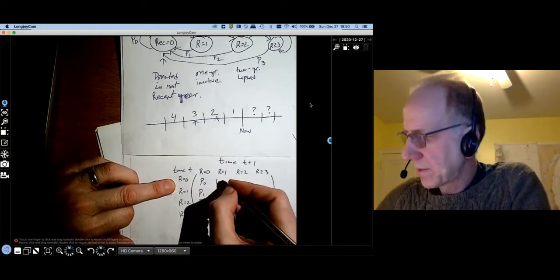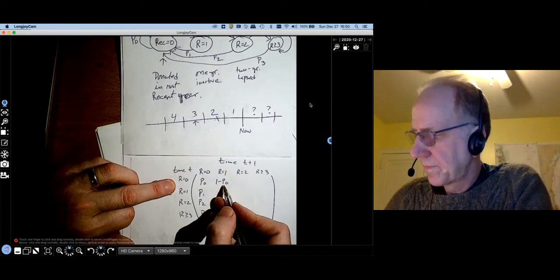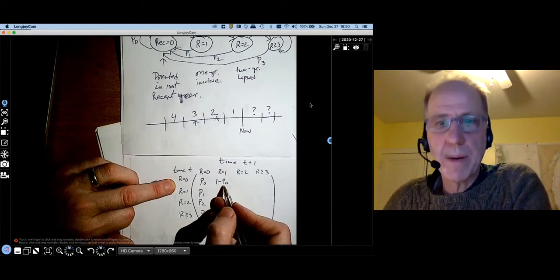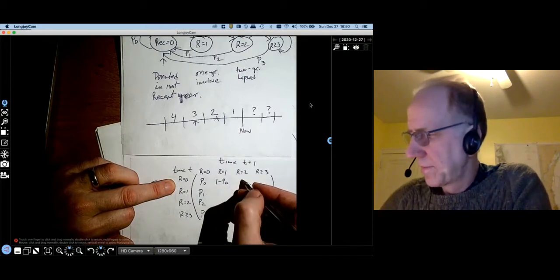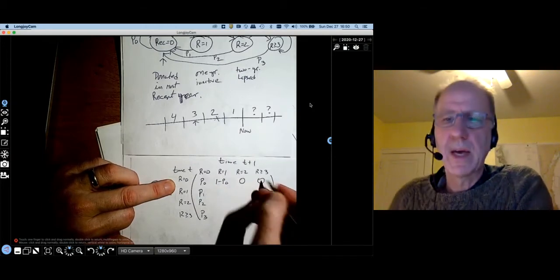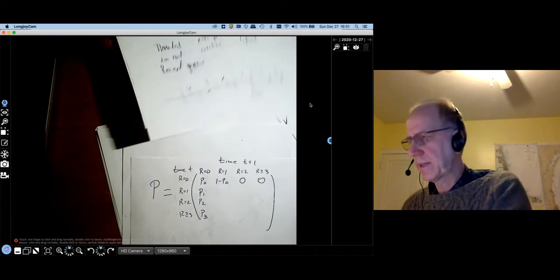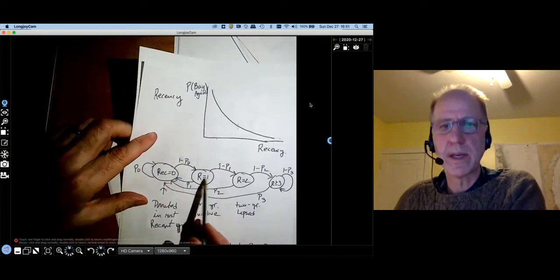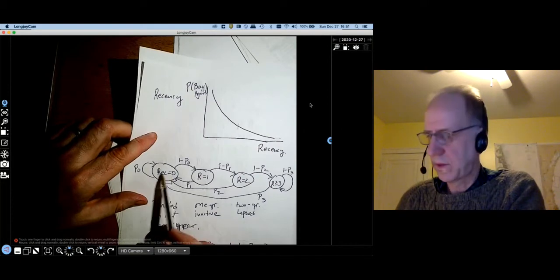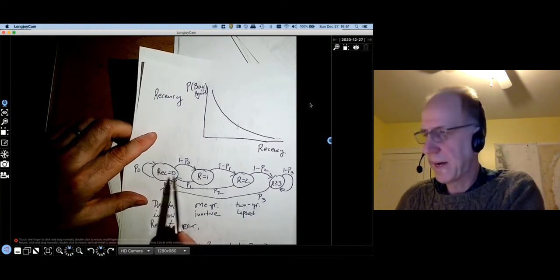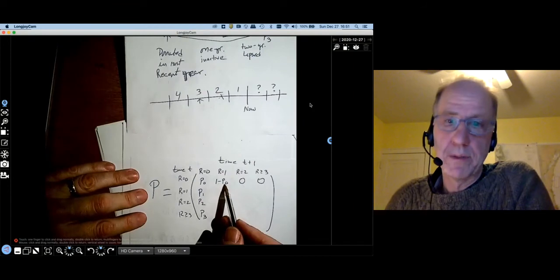Well, with probability 1 minus P0, I go here. Then those two can't happen. I think it's very clear when you look at the state diagram that if I'm in this state, there's two places I can go. Either I come back or I lapse.